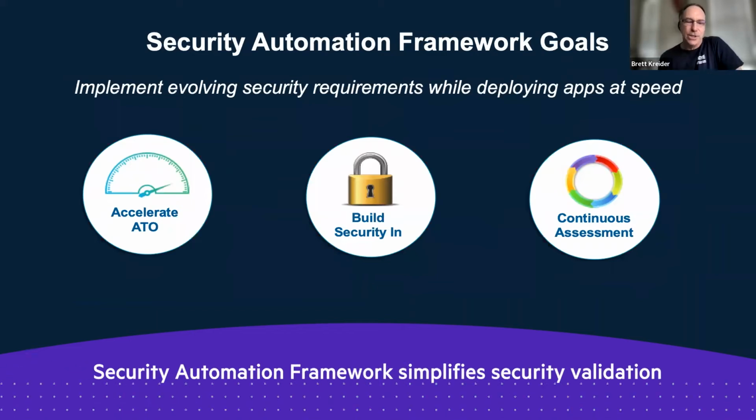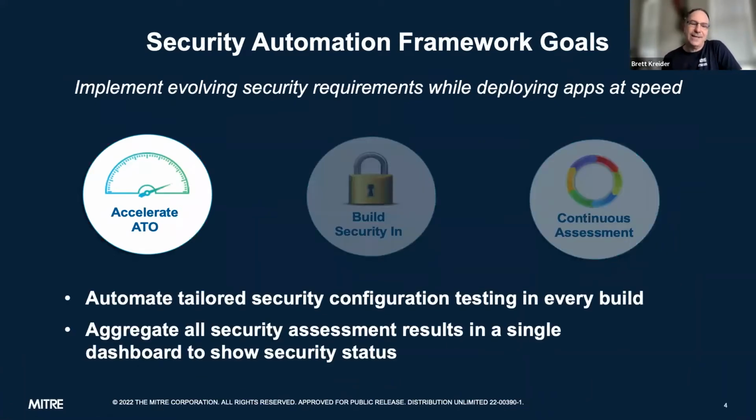To address these challenges with the traditional validation lifecycle, the Security Automation Framework has three main goals. First, the SAF accelerates the process of delivering secure, production-ready software, which in the federal space we call the Authorization to Operate, or ATO, process. The SAF automates security configuration testing, aggregating all the security assessment results into a single dashboard that informs developers of security vulnerabilities early and throughout the lifecycle to expedite remediation. Developers can know that their software is ready for security assessment.